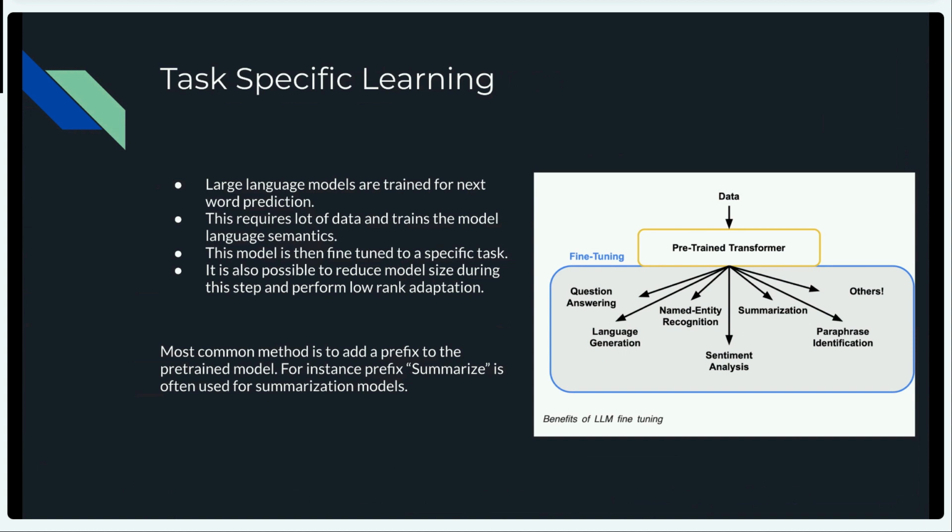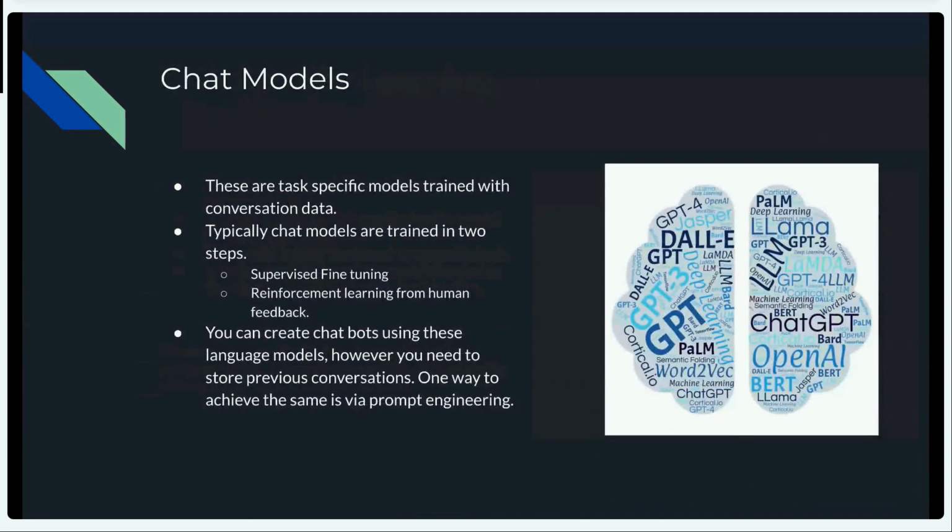Okay, then I think we can basically take a look at the chat models. The chat models are basically the result of a similar task specific learning. Chat models are trained with the intention that they can replicate a human conversation. These models are typically trained in two steps.